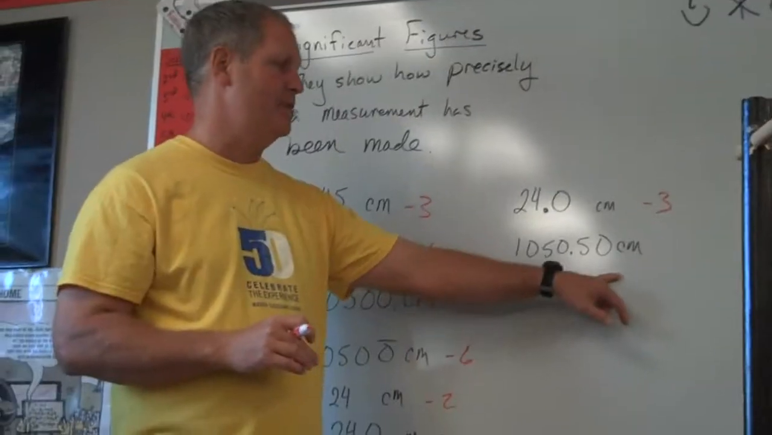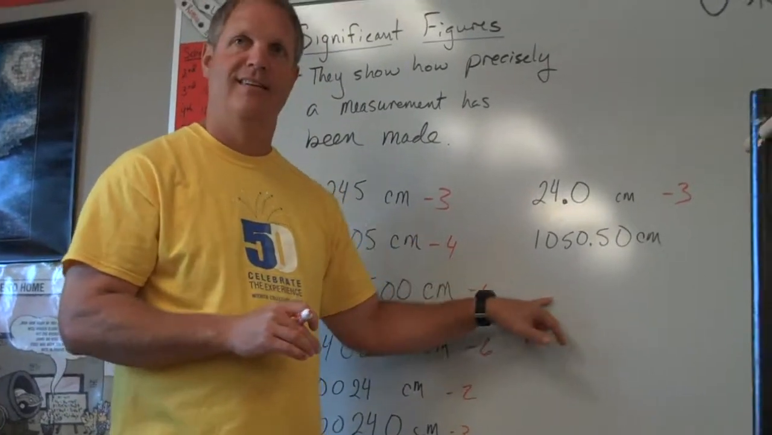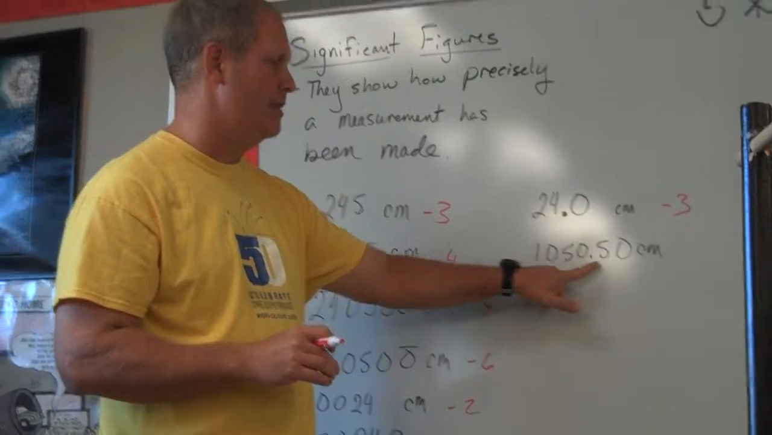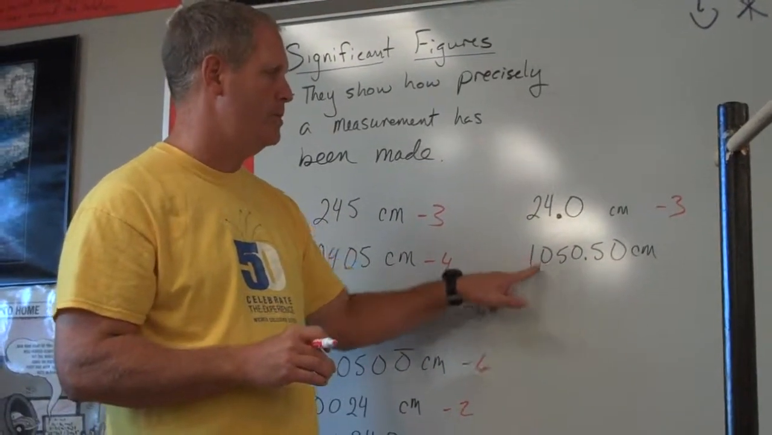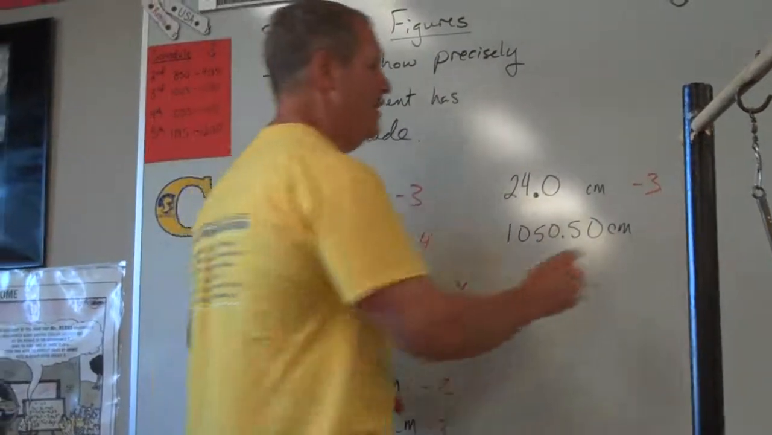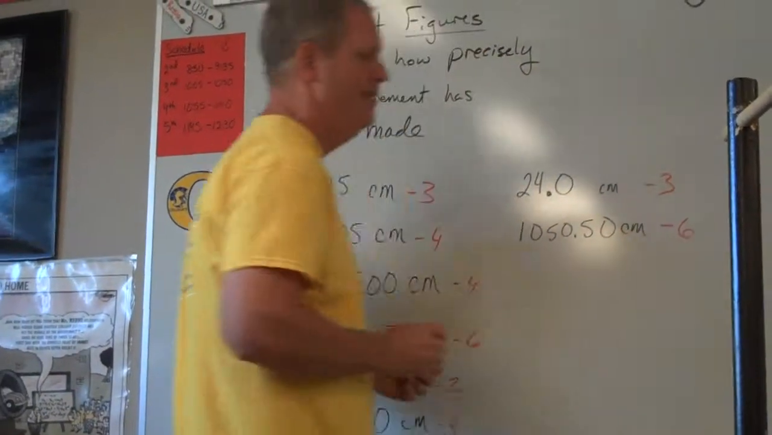Okay, what is this one? Here's your final test. 6. Okay, because this one's significant because it's in between non-zero numbers, so is this one. So 1, 2, 3, 4, 5, 6. 6 is correct. That is very, very good.